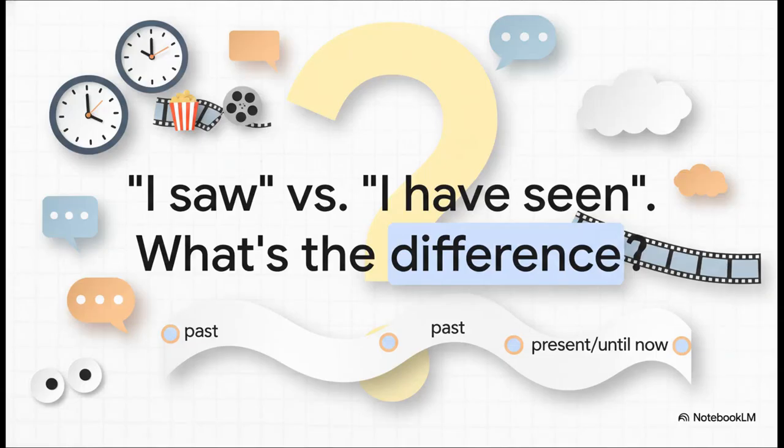So let's just dive right in with the big one. I saw the movie versus I have seen the movie. They look so similar, right? But that one little word, have, changes everything. So what's the big secret?